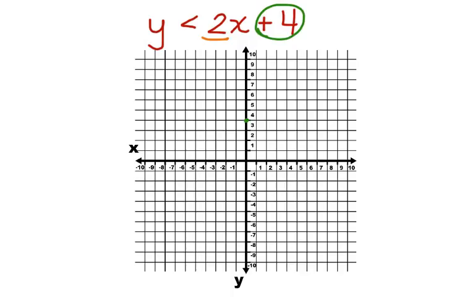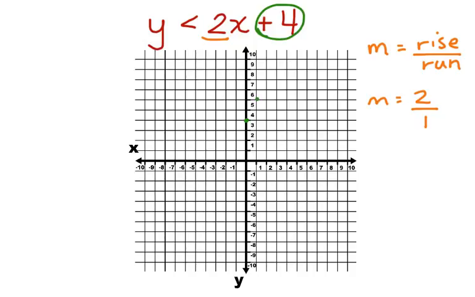Our slope is 2. Now remember that slope is rise over run. So when we have a whole number of 2, we can say the slope is 2 over 1. So let's start at the y-intercept and go up 2, 1, 2, and over 1.